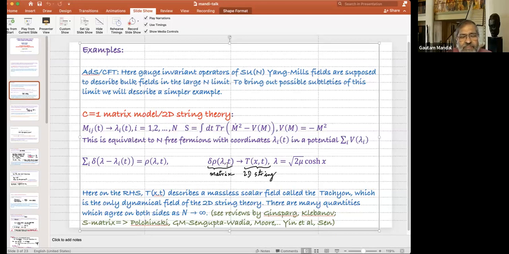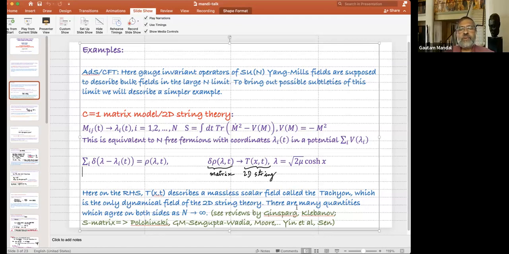So this delta rho of lambda and t is supposed to be dual to this massless scalar field, in which you have to do a coordinate transformation in space. This is the coordinate transformation that you do, where mu is a constant, which is a chemical potential. We will come to that in more detail, but there is an explicit map between fluctuations of the density variable and the massless scalar field in two dimensions.